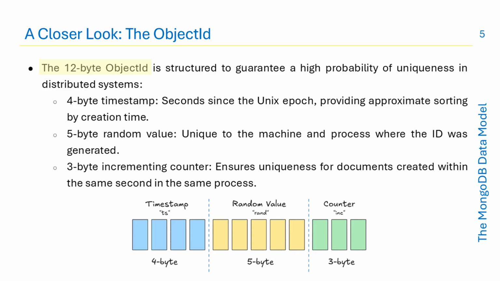As the slide shows, its 12-byte structure is made of 3 parts. The first 4 bytes are a timestamp, representing the seconds since the Unix epoch. A neat side effect of this is that your IDs are roughly sortable by creation time. The next 5 bytes are a random value that is typically unique to the machine and the specific process where the document was created. And the final 3 bytes are an incrementing counter, initialized to a random value, which ensures that even if you create multiple documents in the same second on the same machine, each one will get a unique ID. This combination of time, machine identity, and a counter is what gives the ObjectId its power and makes it a fundamental part of MongoDB.